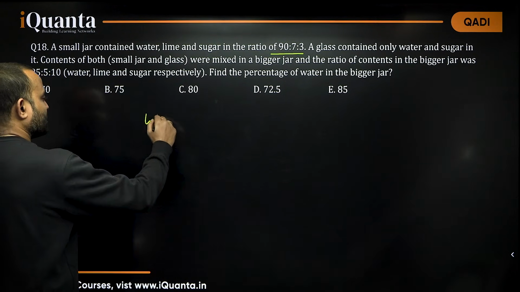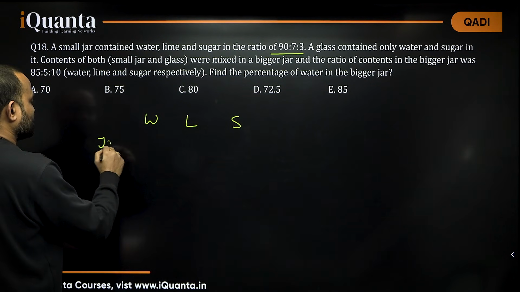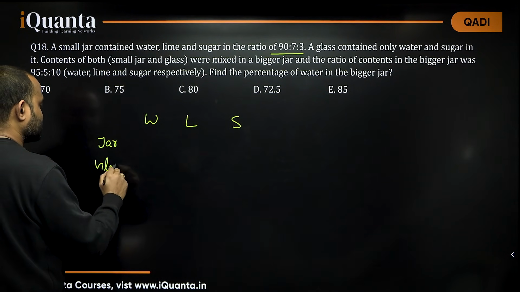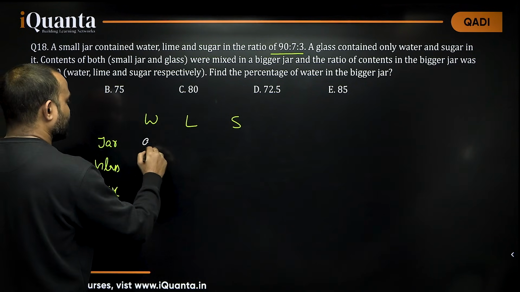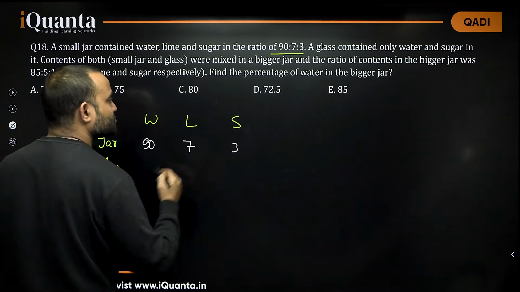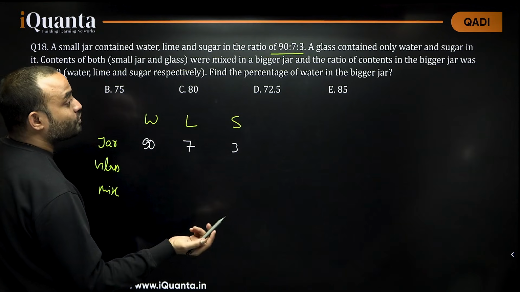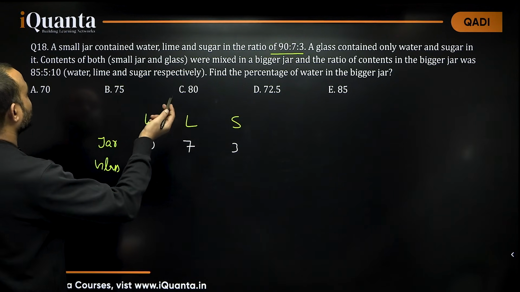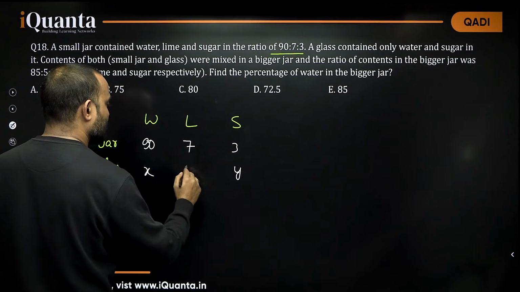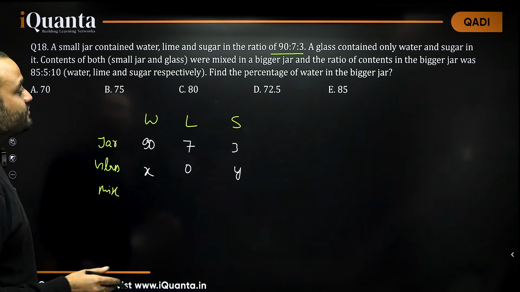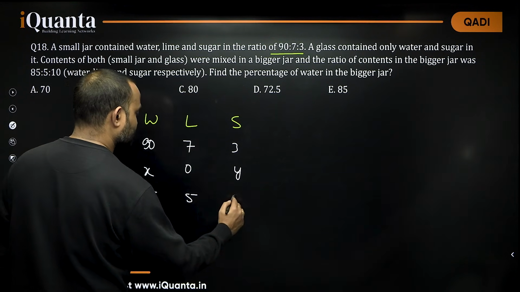So we have water, we have lime, we have sugar, right? And in case of jar, in case of glass, and in case of the mixture, what are the ratios? This is 90, this is 7, this is 3. And in the glass, we don't know. It only had water and sugar. So let's say water is X, sugar is Y, and lime is 0. And when we mix it, the ratio is 85, 5, and 10.